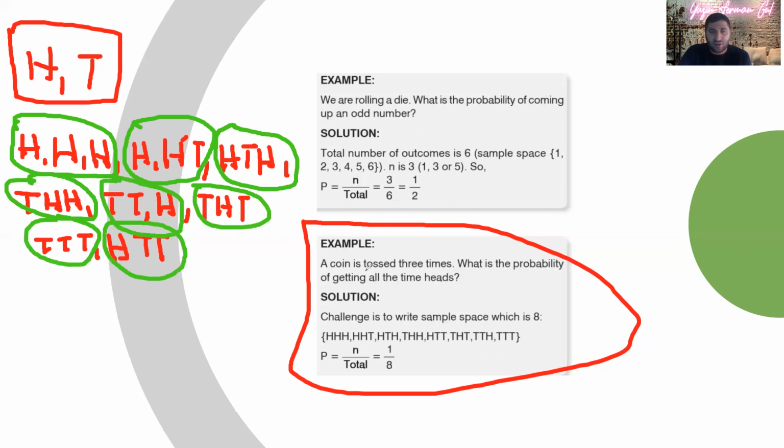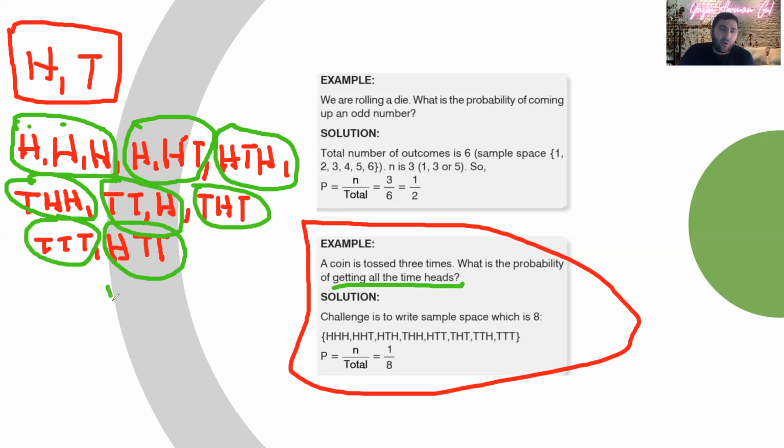So the question says a coin is tossed 3 times. What is the probability of getting all the times heads? All the time. So basically, all 3 times you toss it heads. Second time you toss it heads, and then again you toss it heads. All 3 times it must be heads. So these are all the options, the possibilities that may happen. So from this one, I'm just going to look for all three heads. So when I toss it, it must be head. Second time head, and third time head. In which option is it like that? You can see here head, head, and head.